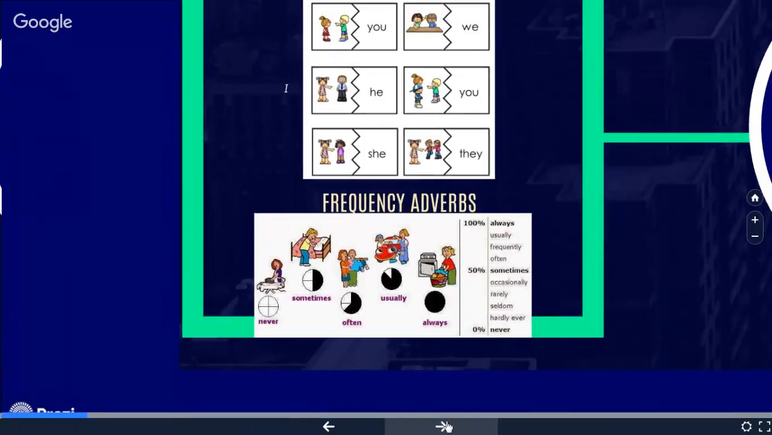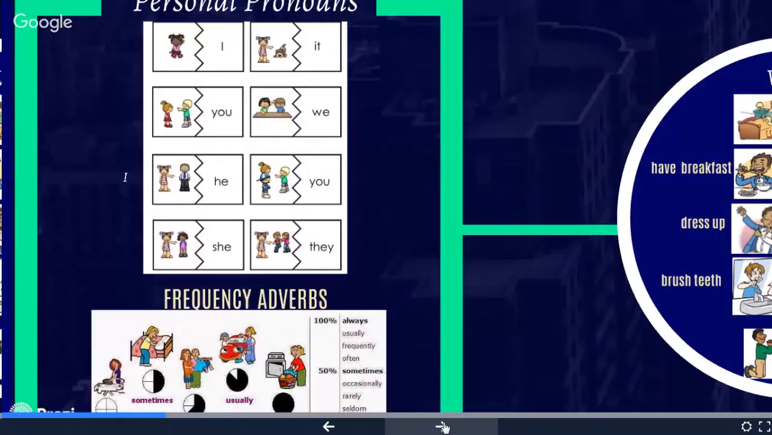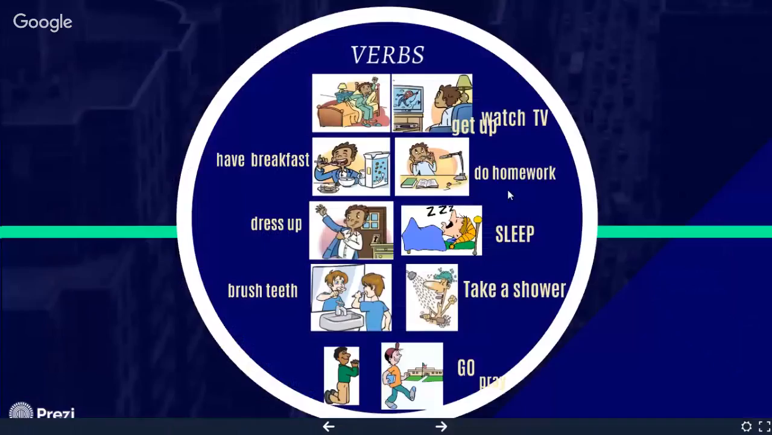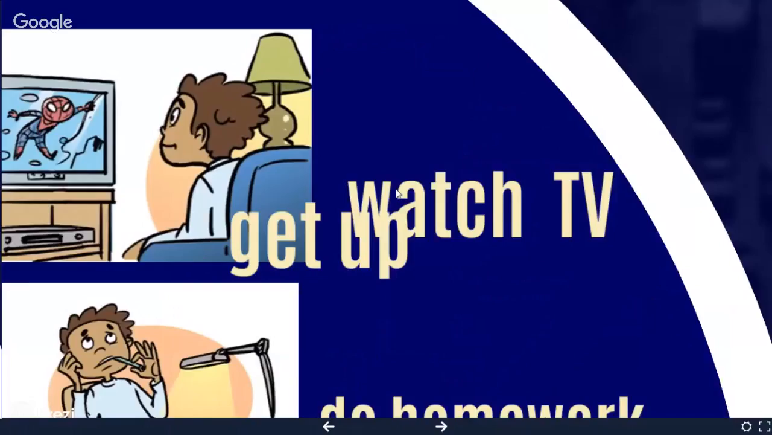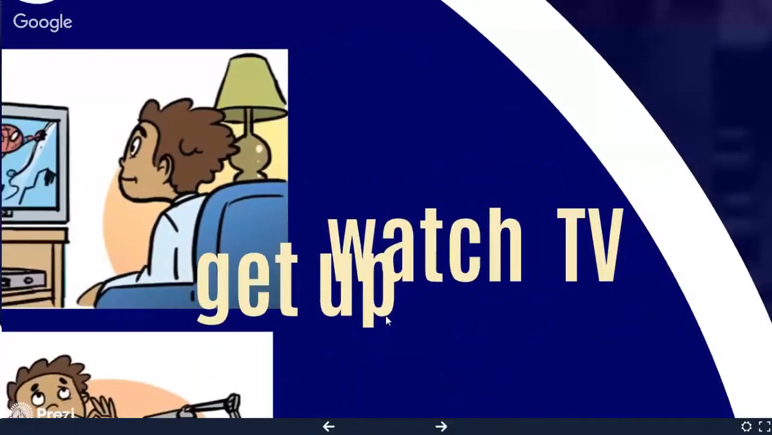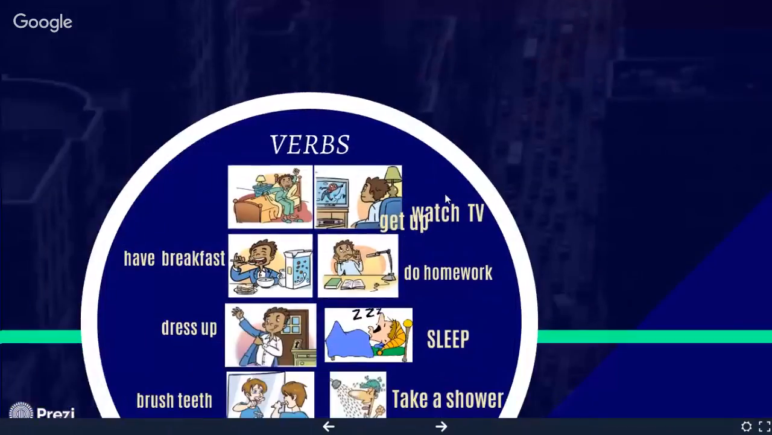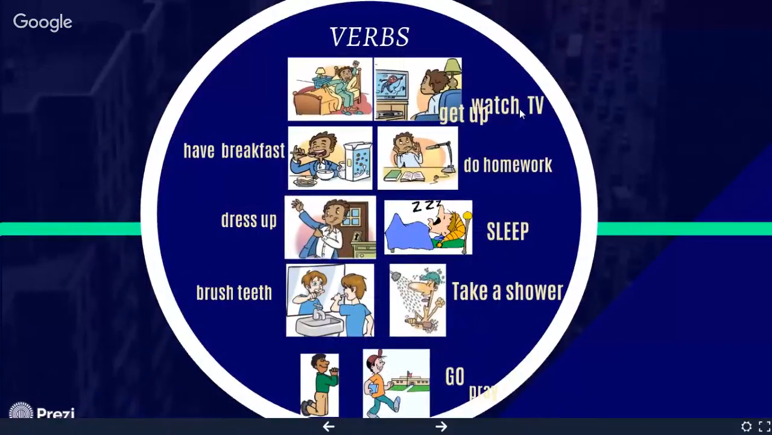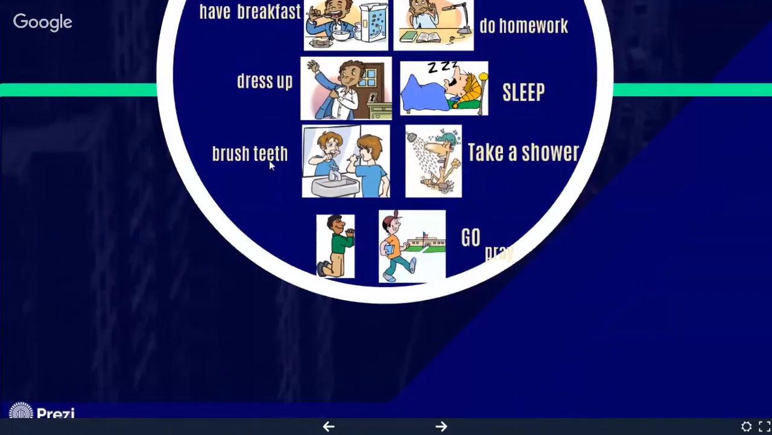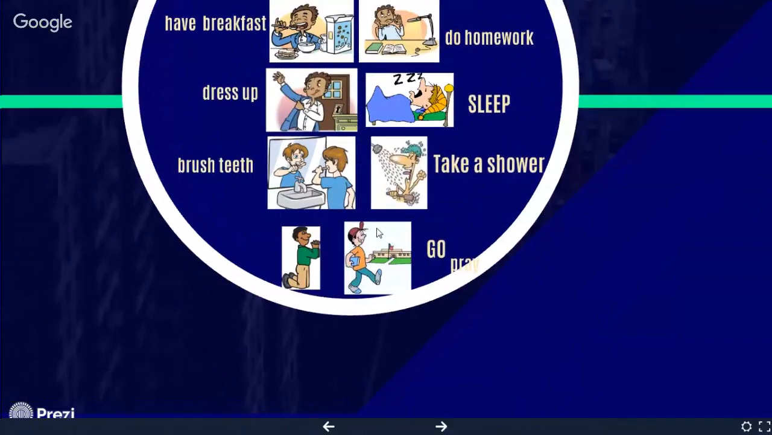Next, we have to learn the verbs. There are many verbs, many actions that you do. Okay, but here I only have 10. For example, the first is get up. Next is watch TV. Have breakfast. Do homework. Dress up. Sleep. Brush your teeth. Take a shower. This case is pray. Pray to God. And go. Go to the park, go to the cinema.